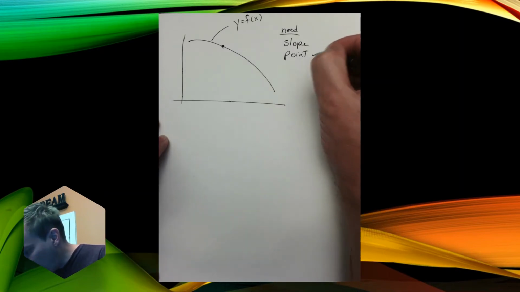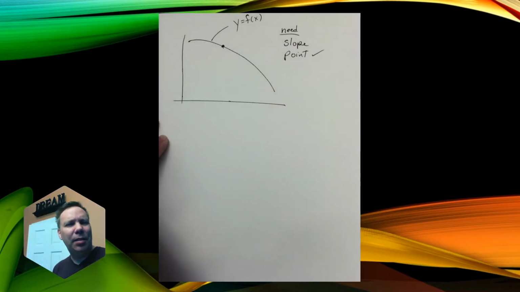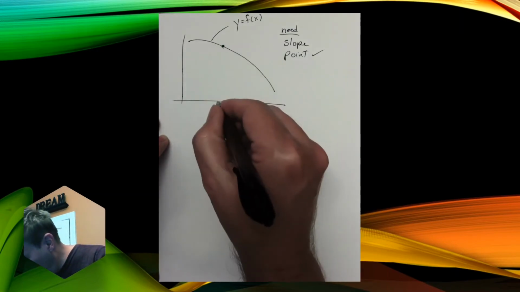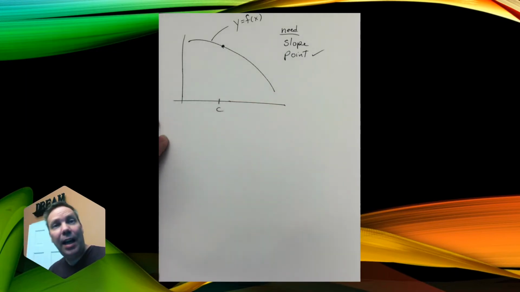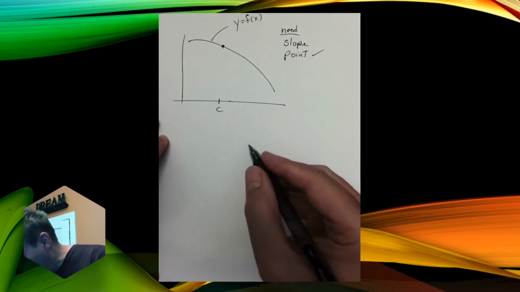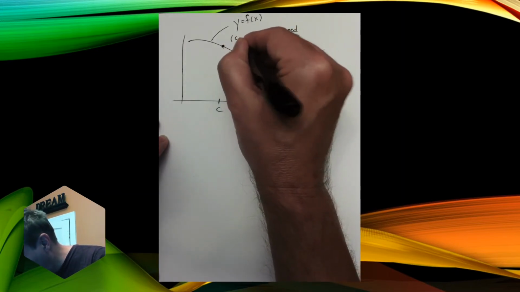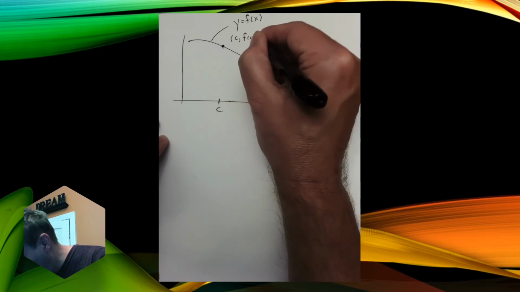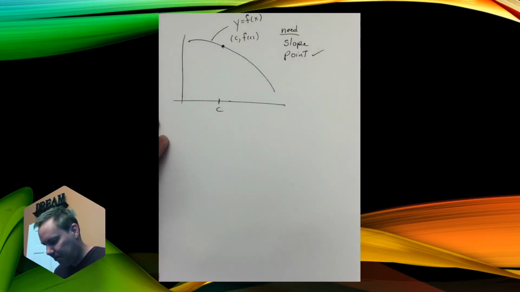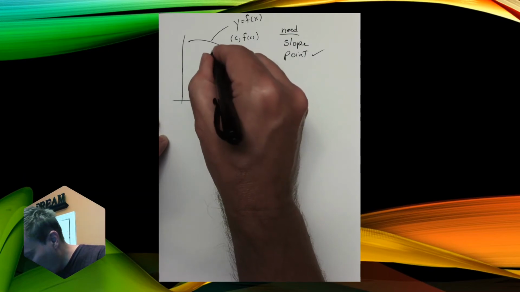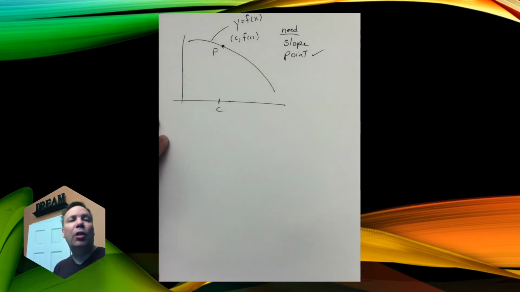Well, the coordinates of the point, that's going to be given. It's not going to be given to you in numbers, but in general. So I want to say that the x coordinate of this point is c, which means the y coordinate of this point is f of c. To refer to this point, I'm going to call it P, just like we did in the Mathematica video.